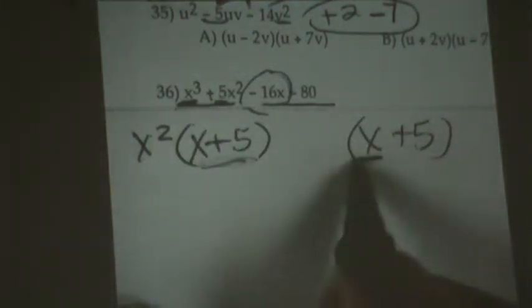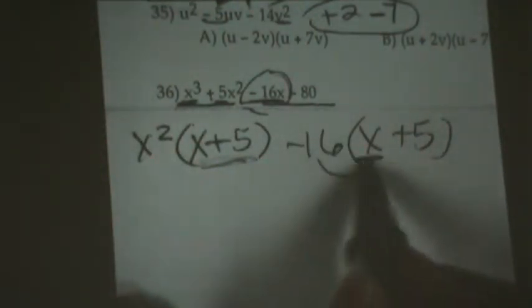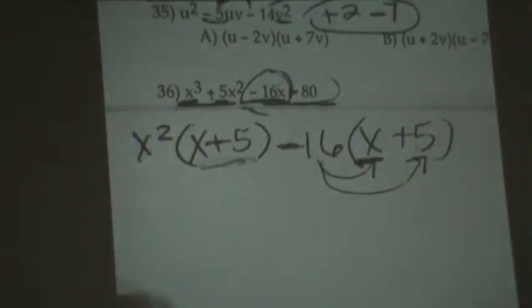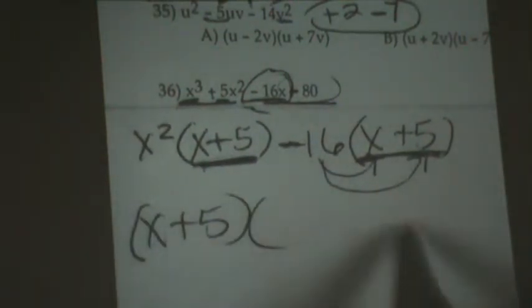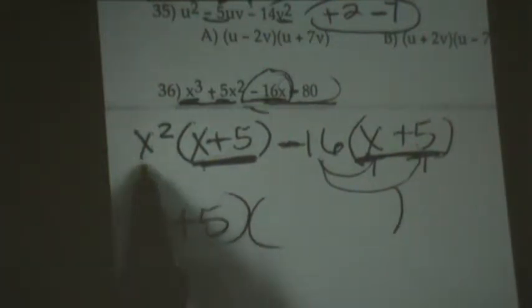To get minus 16, what are you going to do? We need to multiply negative 16, right? To get minus 16x. What do you get when you multiply negative 16 times positive 5? Negative 80, so that's right. What do they have in common? X plus 5. What's the second term? X squared minus 16.